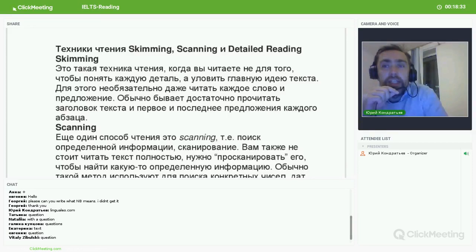What you need is to find a synonym for the keyword in the question, and then see if it's true or false, or if it contains this information that we're looking for, and you don't need the rest of the information. If you read the whole text, then most likely you will not have enough time to complete everything in time, especially if you do academic reading.